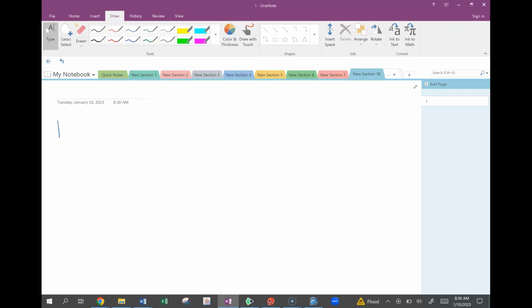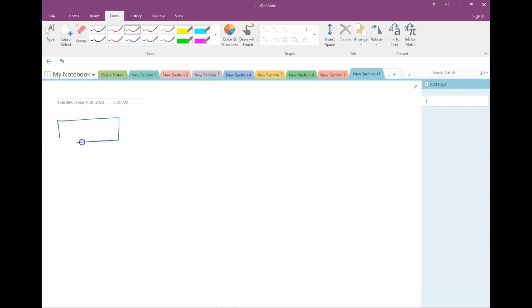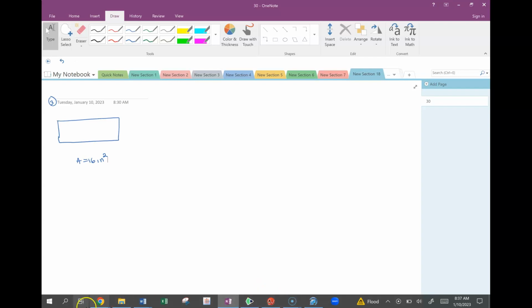So here we have a rectangle for number 3. And a rectangle basically has two sides, right? A length and a width. So we know that the area of this is 16 inches squared. What do we need to maximize or minimize for this problem?